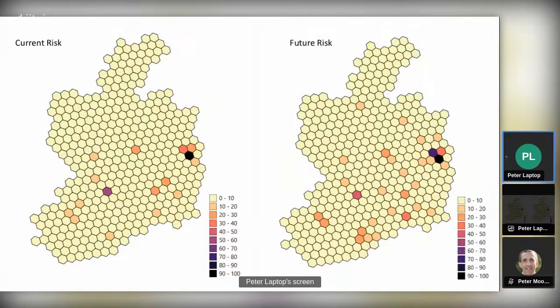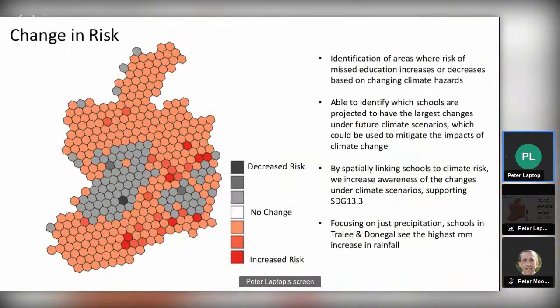And you can begin to see there that we see some changes, but we can also map that and actually quantify that. And so we can begin to identify areas where the risk of missed education increases or decreases based on that change in climate, and specifically that change in climate hazard. We can add in change in population, change in deprivation projections, any kind of spatial data that we have, we can put in there. It's able to identify which schools are projected to have the largest changes under future climates.